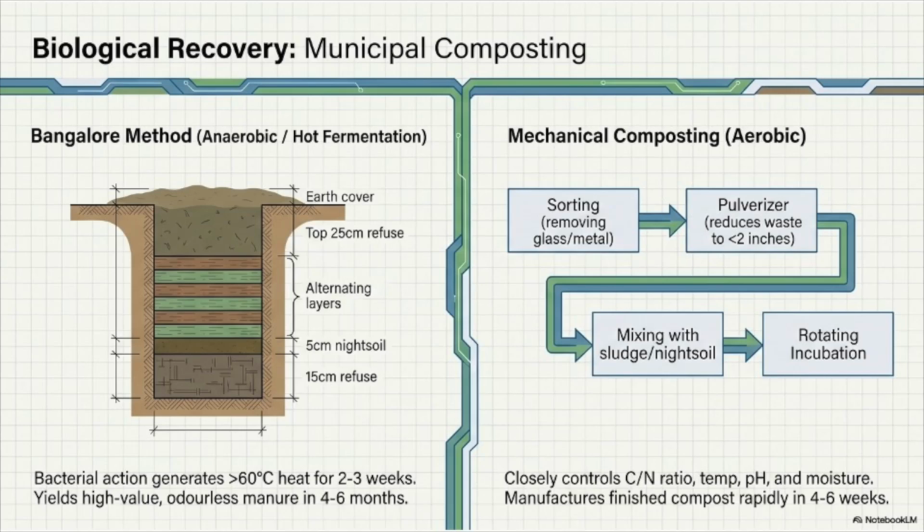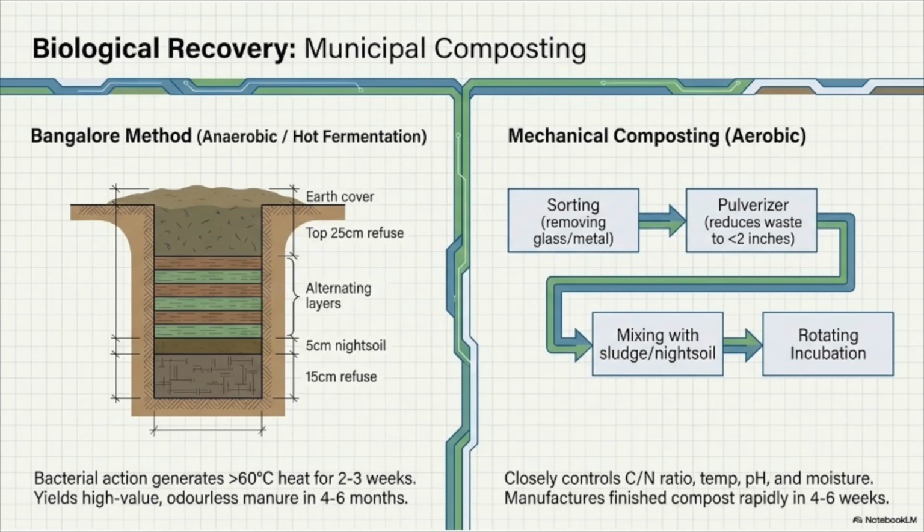Unlike the Bangalore method, mechanical composting is an aerobic process, meaning it requires oxygen throughout the breakdown process, and it follows a more industrial, systematic approach. The process begins with sorting, where glass, metal, and other non biodegradable materials are carefully removed from the waste stream. After sorting, the waste passes through a pulverizer, which mechanically reduces the size of the waste particles to under 2 inches, making the material more uniform and easier to process.